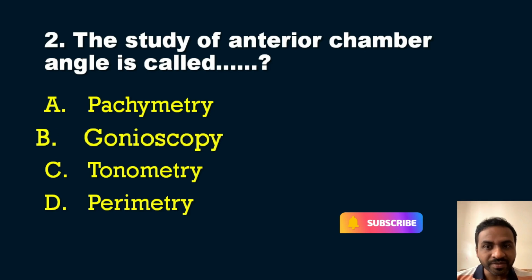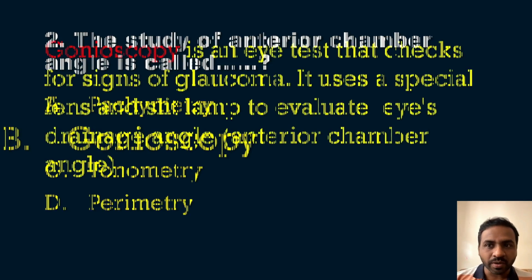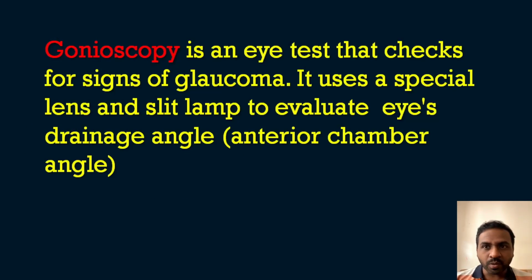So the answer for this question is option number B, that is gonioscopy. So we will see what is gonioscopy and the other investigations. Gonioscopy is an eye test that checks for the signs of glaucoma, and it uses a special lens and a slit lamp to evaluate the eye's drainage angle, that is the anterior chamber angle. So that is the first option.